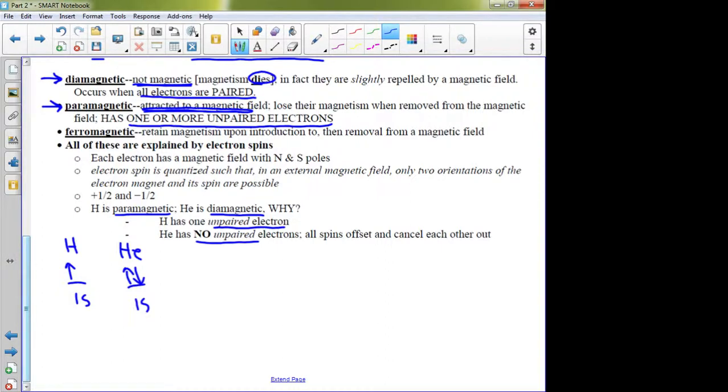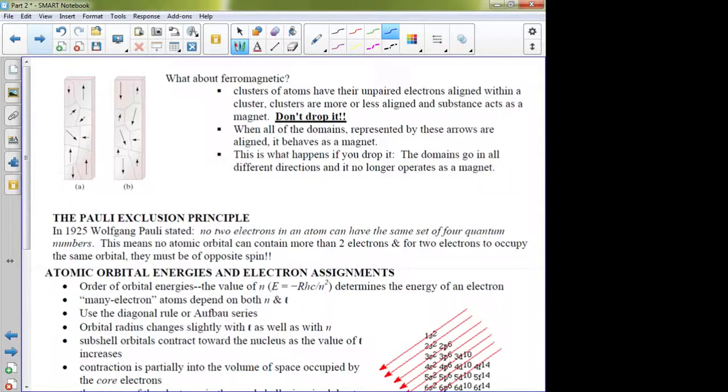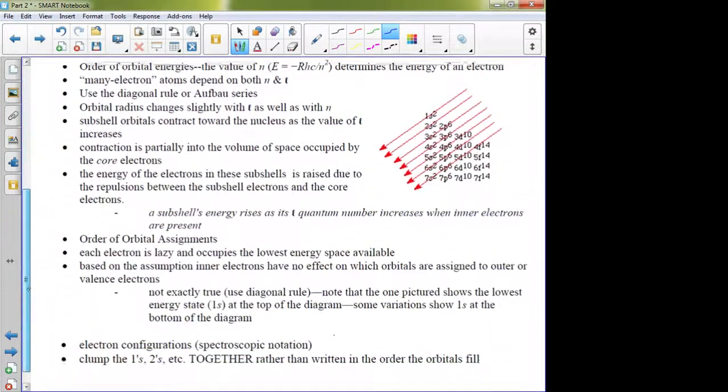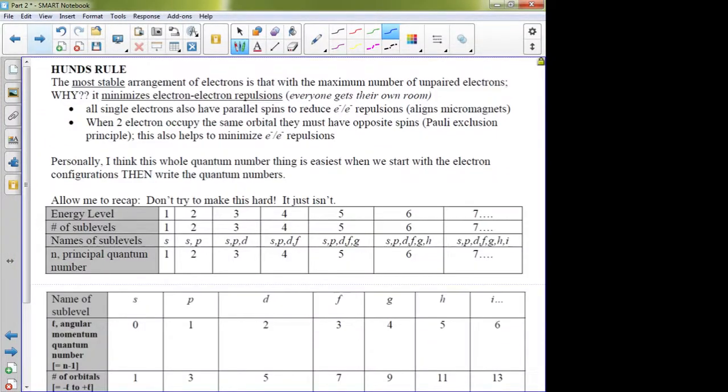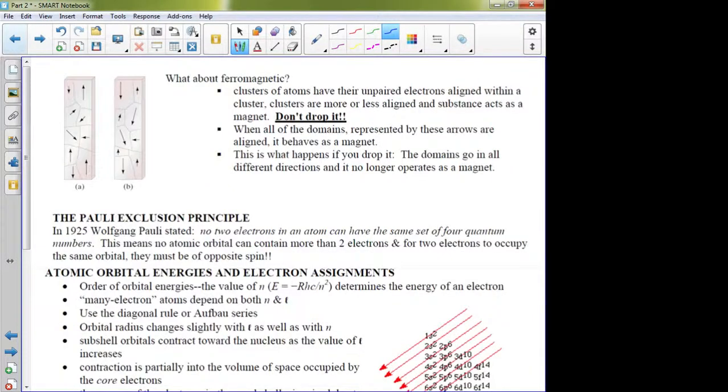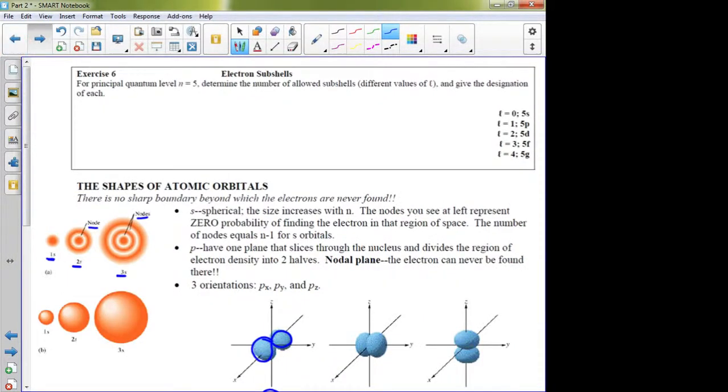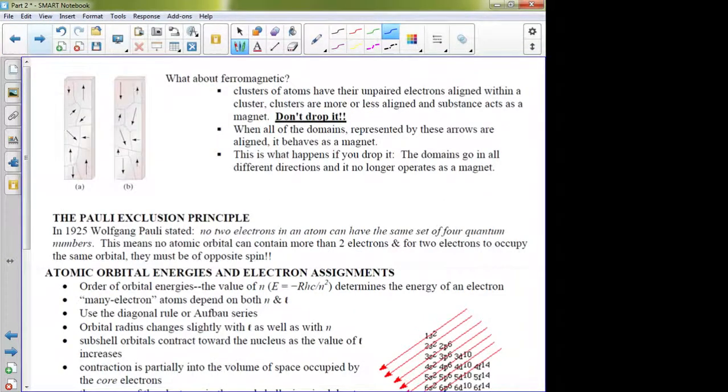I feel like I missed. What do you say? No, I didn't. Ferromagnetic? Okay, sorry, it got stuck. Now it's not stuck. All right.